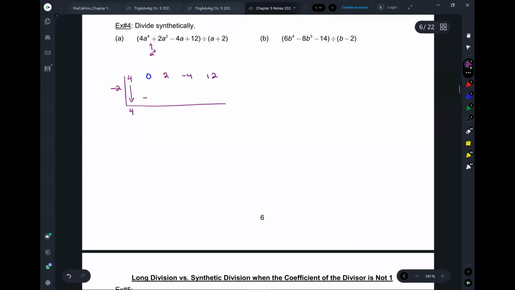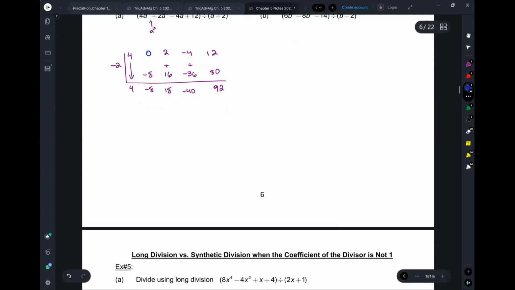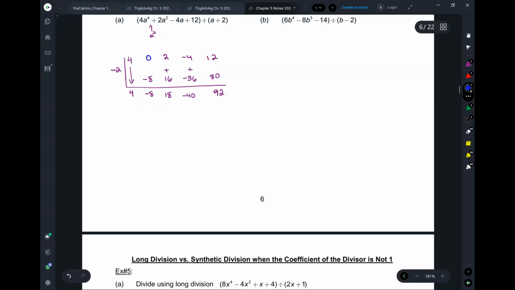Multiply, what do we get? Negative 8. Add, negative 8. Multiply, add, multiply, negative 36. Add, negative 40. Multiply, I get 80. Add, I get 92. Okay, so let's write down the quotient. I'm not going to write the initial problem first. Okay, so this is the remainder.